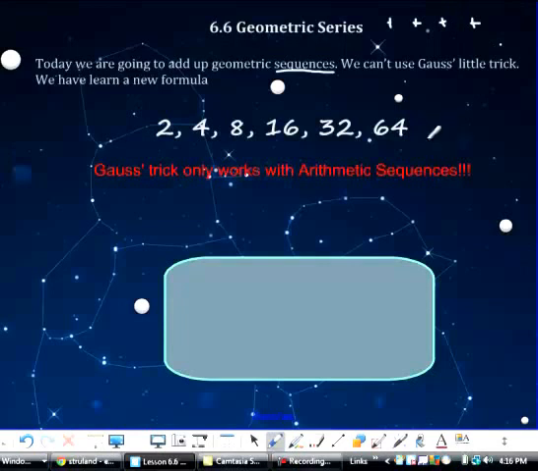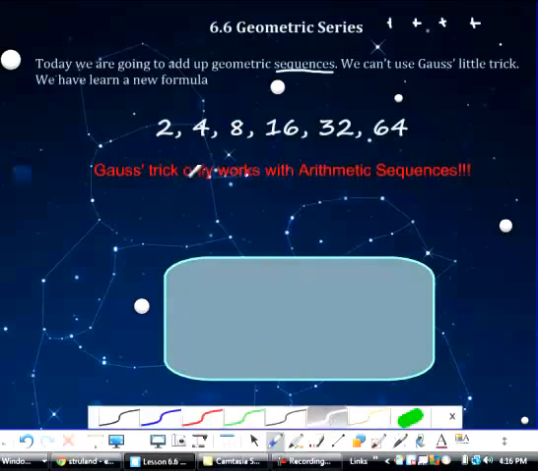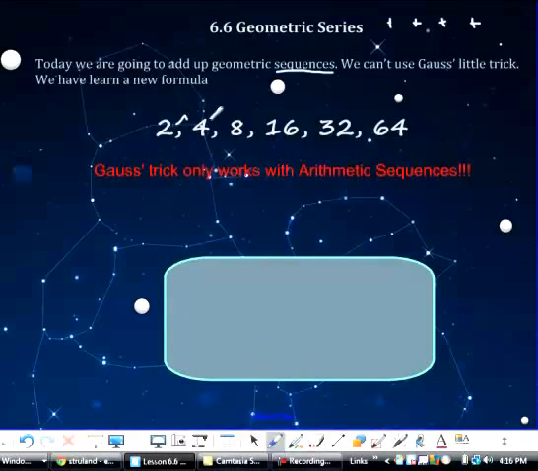But we can't use Gauss's little trick here. If we tried Gauss's trick, 2 plus 64 would be 66, and 4 plus 32 would be 36. So Gauss's trick only works in arithmetic sequences. And this is a geometric, as we can tell, because we're multiplied by 2, multiplied by 2, multiplied by 2, multiplied by 2.